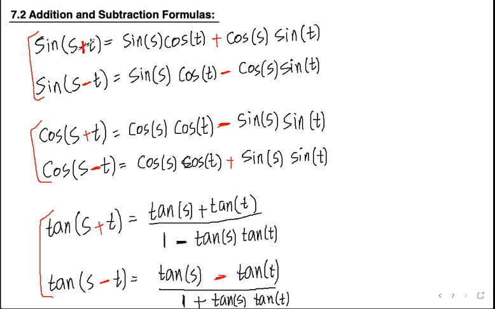But for the sine here, look: positive, keep positive; negative, keep negative. For the cosine, positive changes to negative, negative changes to positive. Tan of s plus t is equal to tan s plus tan t, and the minus is down here. Here the minus is up, because the same sign, and here the positive. So you have to memorize these formulas.